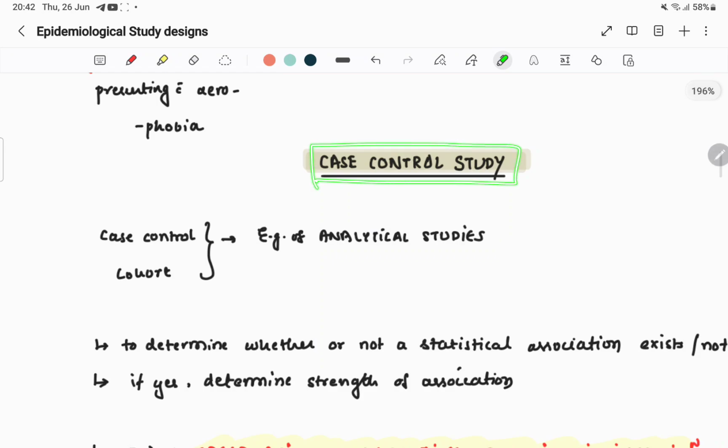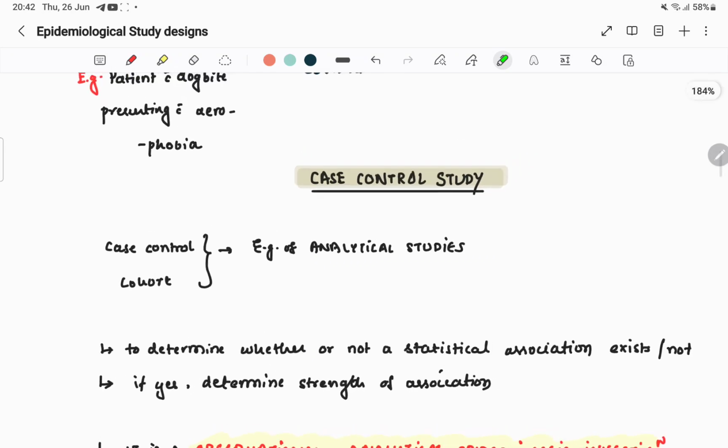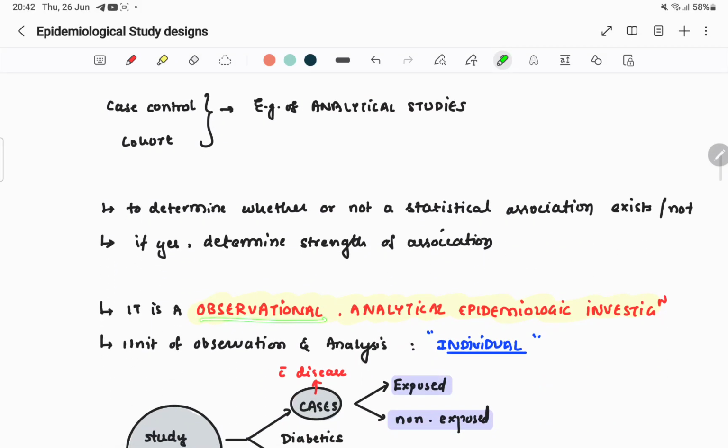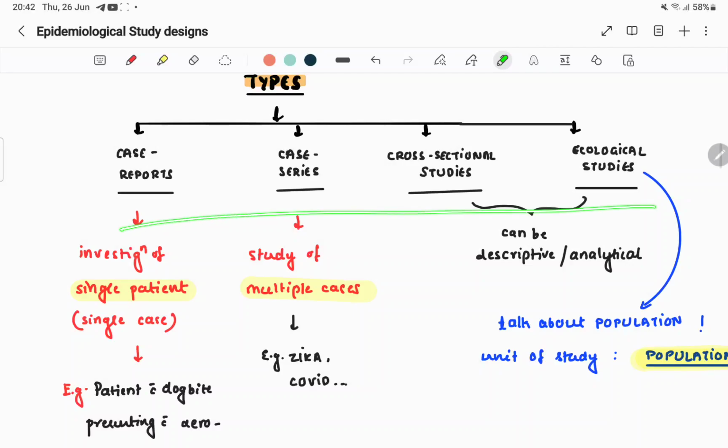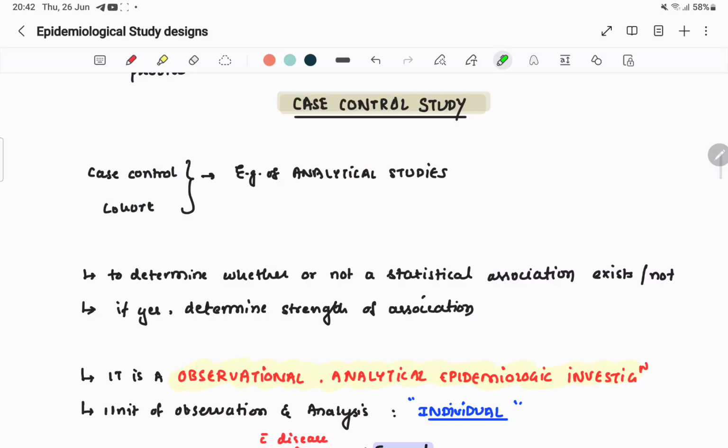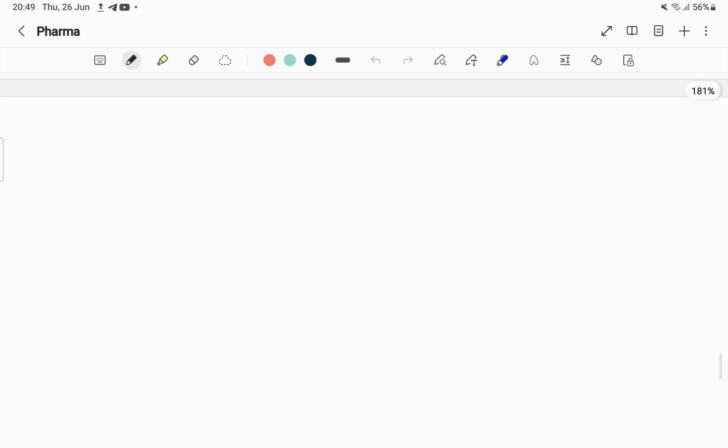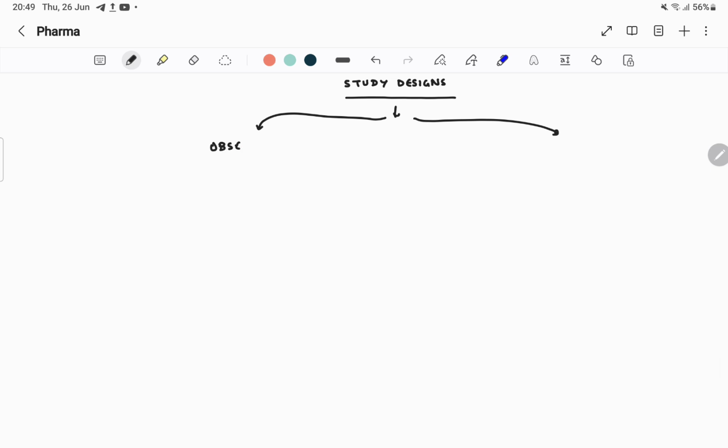Case control study. This is the first topic we'll discuss. It is an observational, analytical, epidemiologic investigation. So we are done with the descriptive ones. Now I'm talking about the analytical ones. So case control study and cohort study are examples of analytical studies. Before discussing the case control study, I told you that we will make a mind map here, that I am talking about study designs. So write with me, study designs. Theoretical parts were there, so I was not writing the things, but let's write. You will have observational study and interventional study.